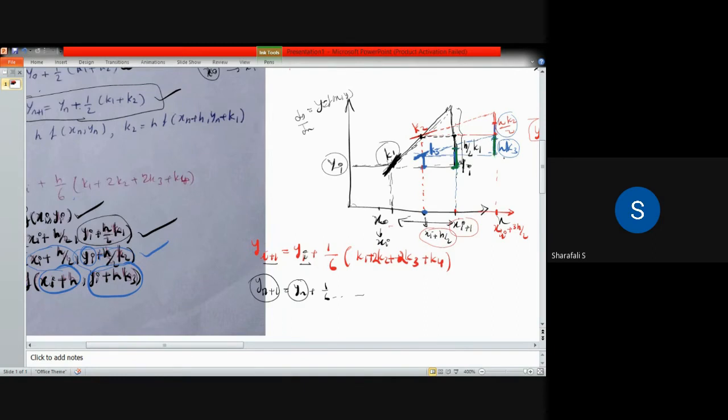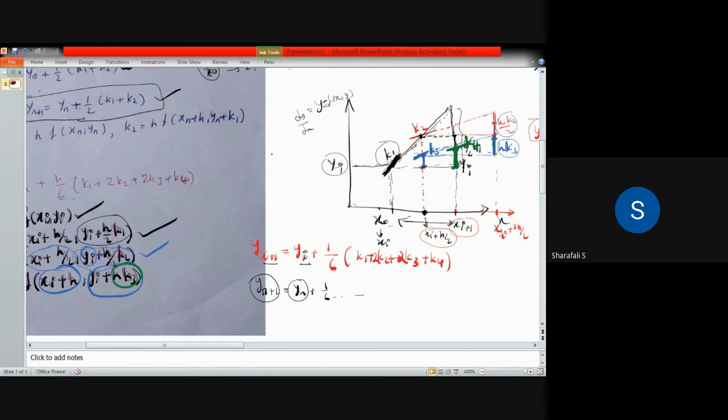In that case, we have to take the entire quantity. We don't have to take it by 2 here because we are having HK3 for this case. So this is your HK3. And you have to find out what the slope is at this point. So you'll be getting K4 somewhere here. K4. This is your K4. Okay, and you add all this quantity and take the average of that.